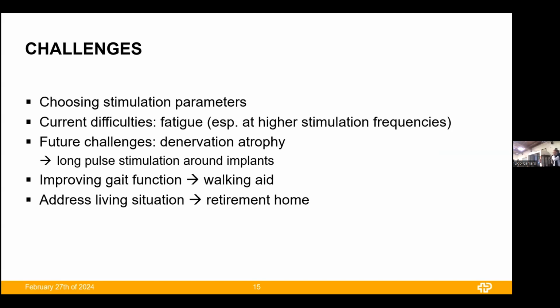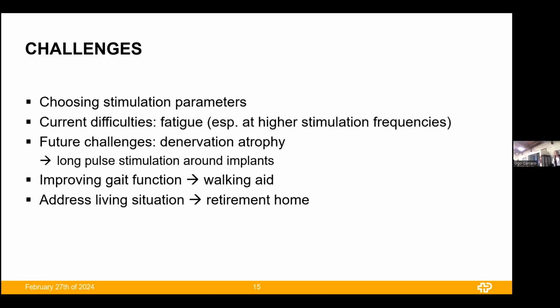There are a lot of challenges, but the main ones are about choosing the right parameters, because there is no evidence, no clear protocols of what we should or shouldn't use. The current difficulties we have is a lot with muscle fatigue, especially in this patient we see. So we cannot use frequencies higher than 30 hertz, I would say, because she is fatiguing too much in the session itself, and then also coming back the week later and reports of fatigue that was even spread over the next couple of days after therapy.